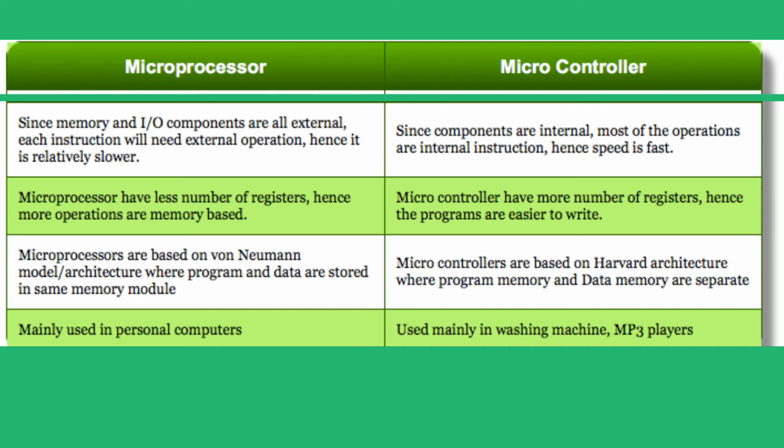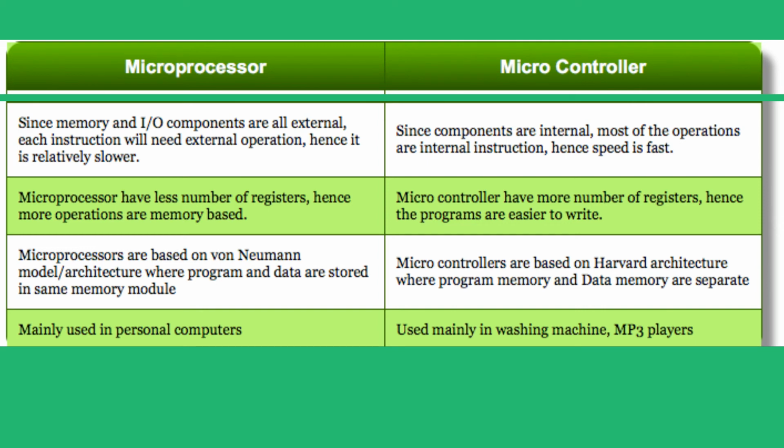Microprocessors have fewer registers, hence more operations are memory based. Microcontrollers have a greater number of registers and the programs are easier to write, so in more registers we can store large programs.